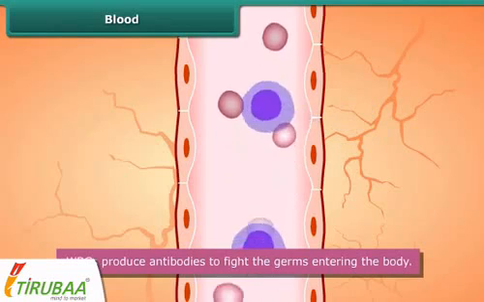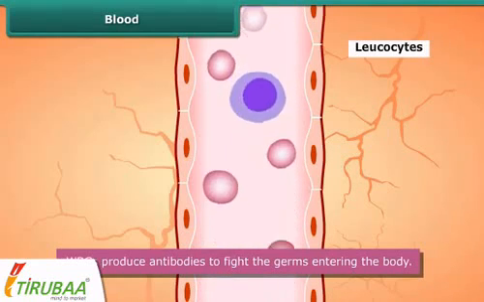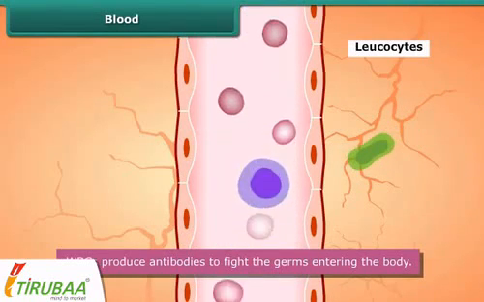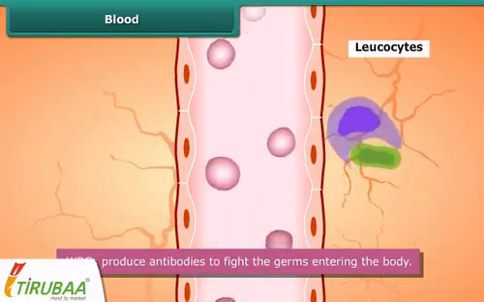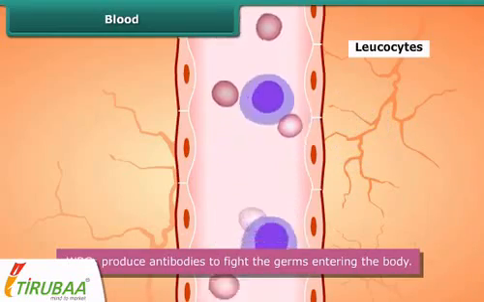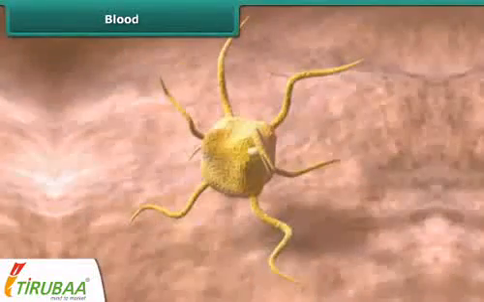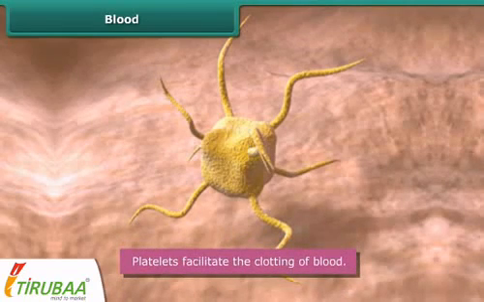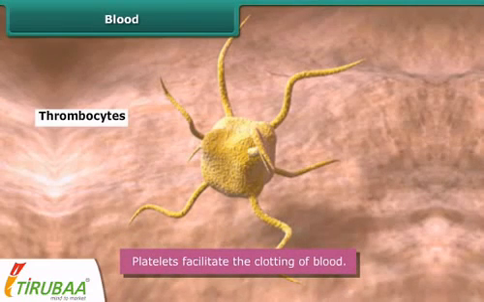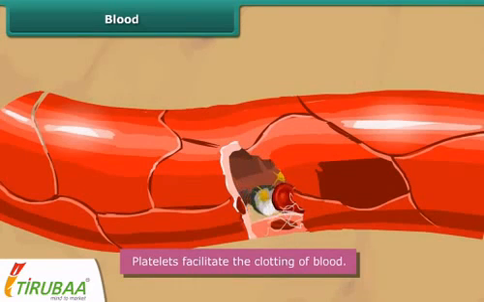WBCs are also known as leukocytes. They come in many different shapes. They produce antibodies to fight the germs entering the body. Platelets are also known as thrombocytes. They are oval in shape. They facilitate the clotting of blood.